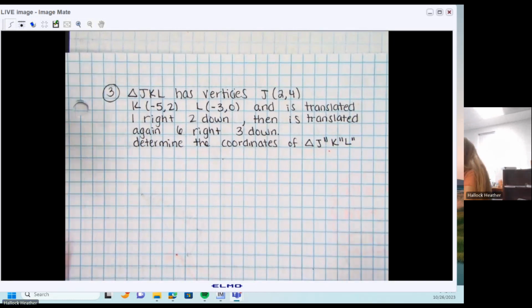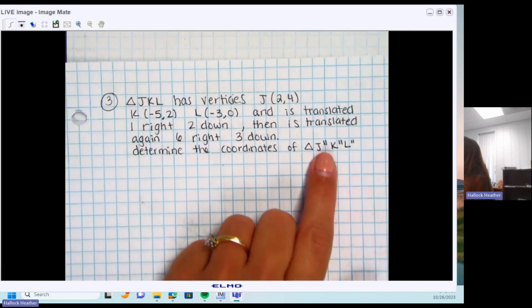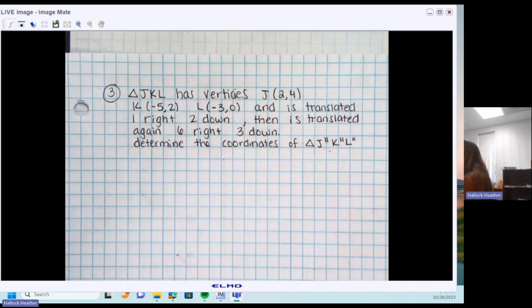So triangle JKL has vertices J 2, 4, K -5, 2, L -3, 0, and is translated 1 right, 2 down, then translated again 6 right, 3 down. Determine the coordinates of triangle J double prime K double prime L double prime. So double prime means that it's the second translation, whereas on the first one and the second one, we only had the singular. It looks like an exponent of 1. That means 1 translation. Since this is a 2 translation problem, we have double primes, meaning the second transformation.